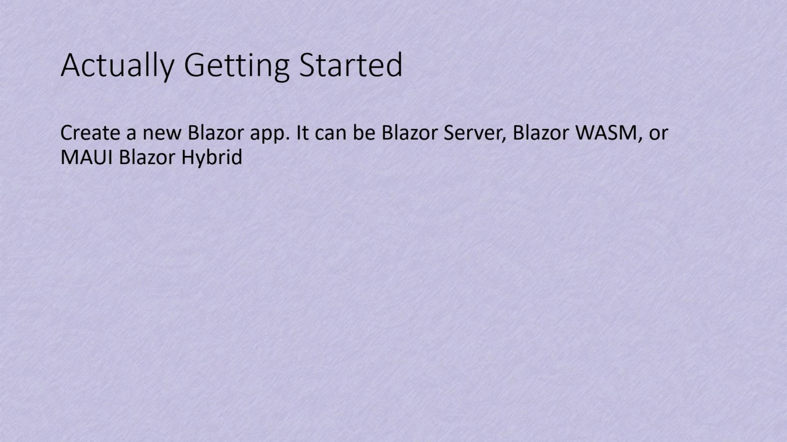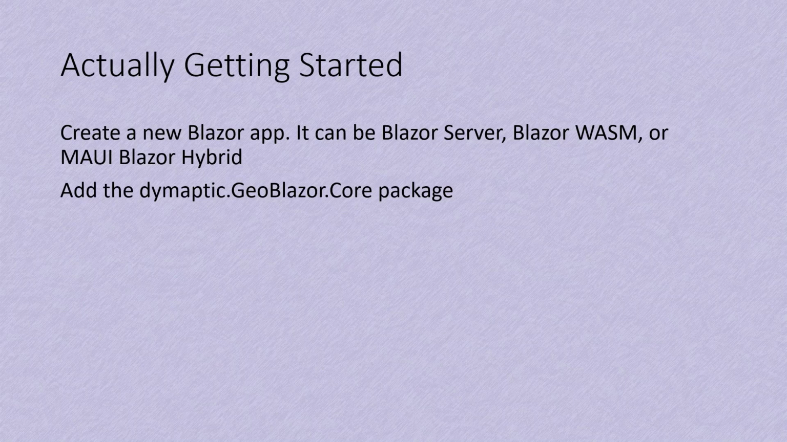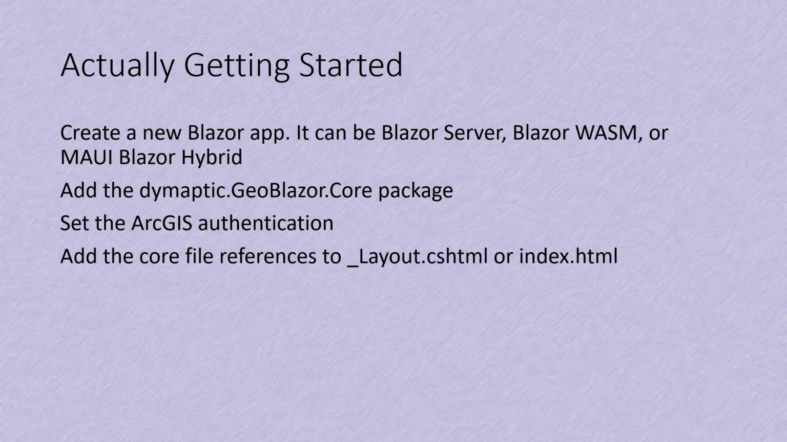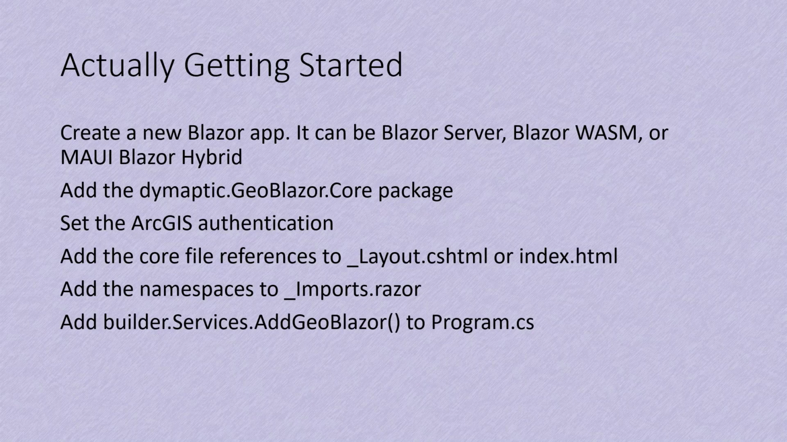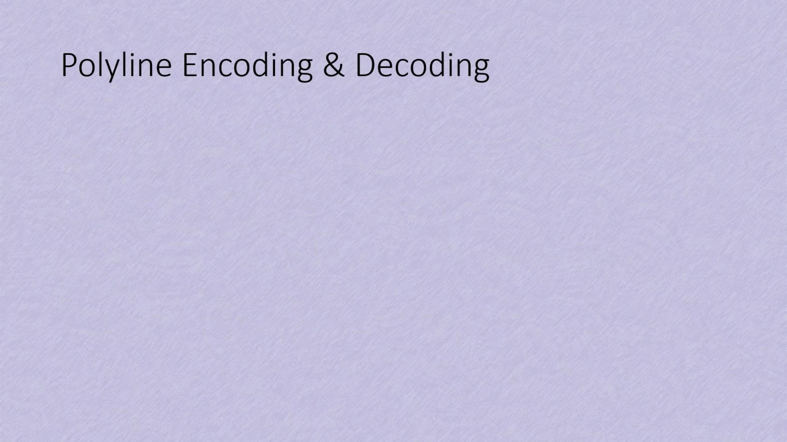Or MAUI Blazor Hybrid. You'll add the Dymaptic GeoBlazor.core package from NuGet. You'll set your authentication. You can embed a key, or typically what you do is you call a web service that will bring the key back so you don't have the key stored in your application. Add the core file references to _layout.cshtml for WASM or index.html. Add the namespaces to imports.razor. Add builder.services.addGeoBlazor to program.cs. And then data map.